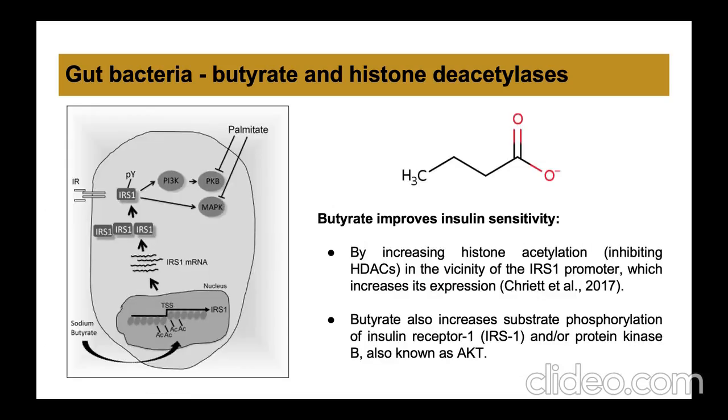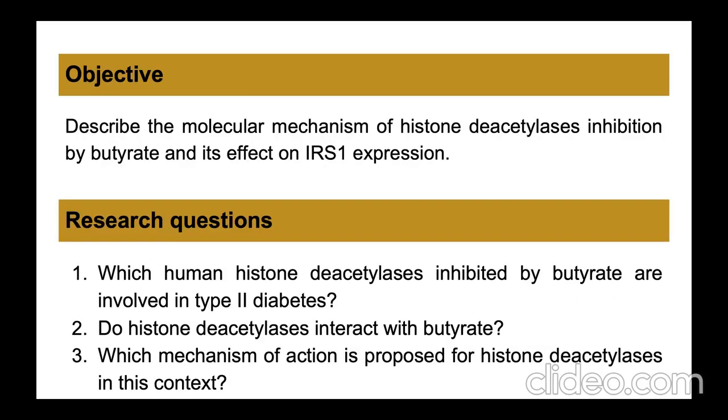So, butyrate raises insulin sensitivity by increasing histone acetylation, because of the inhibition of histone deacetylases near the promoter of the insulin receptor 1, which increases its expression. Butyrate also increases substrate phosphorylation of insulin receptor 1 and/or protein kinase B. The objective of this study is to describe the molecular mechanisms of histone deacetylase inhibition by butyrate and its effect on insulin receptor 1 expression.